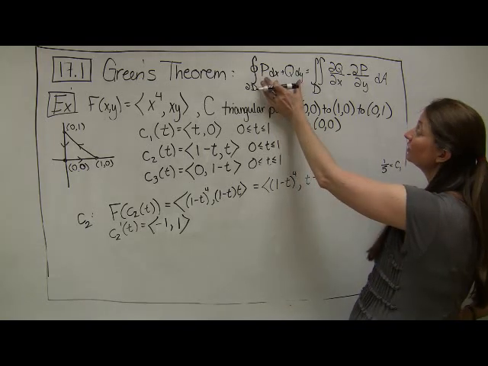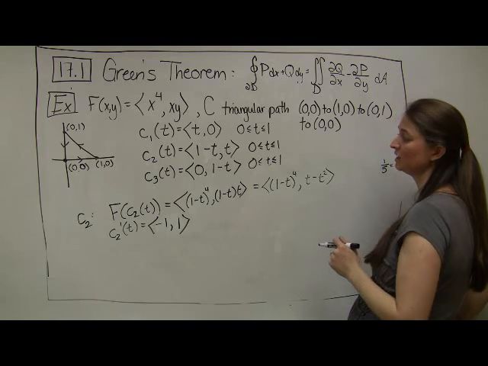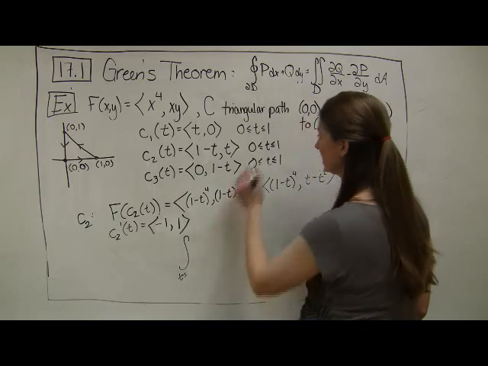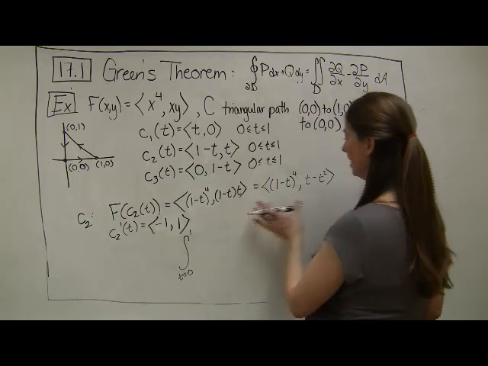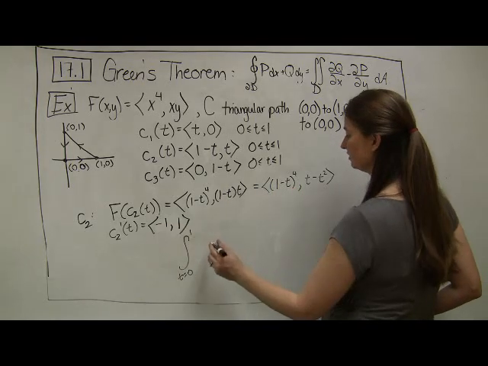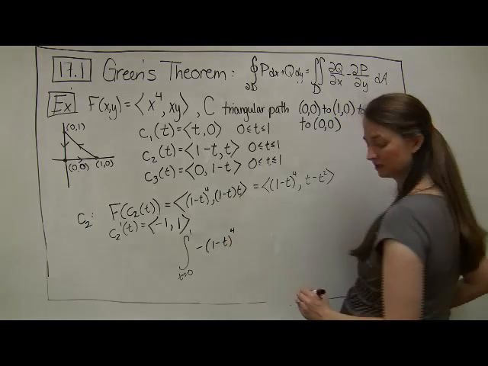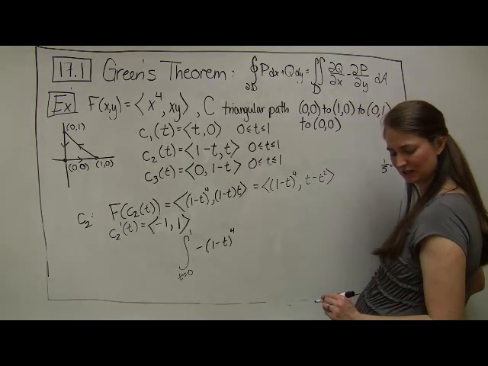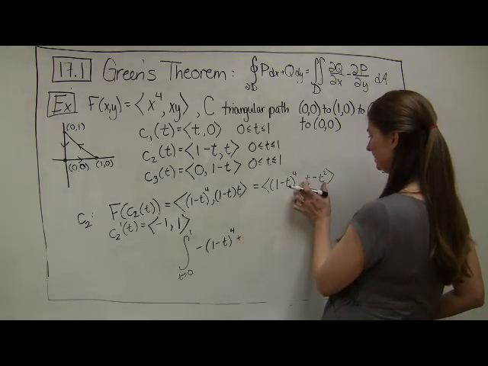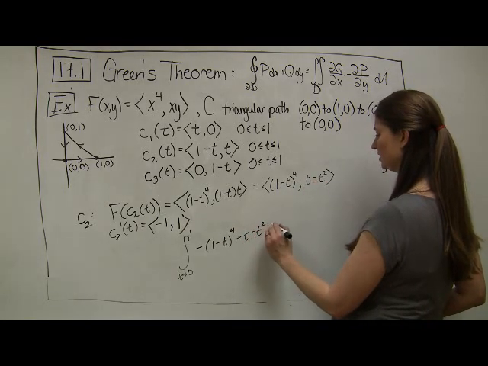And what is our integral? This is written in terms of p's and q's. I don't really care that it's written in terms of p's and q's because I know what a line integral is. It's going to be the integral as t, in this case, goes from 0 to 1, of this dotted with this. So my first component times -1 becomes negative of (1 minus t) to the fourth. Oh gosh. Well, it's okay. And then plus 1 times my second component, which is t minus t squared dt.